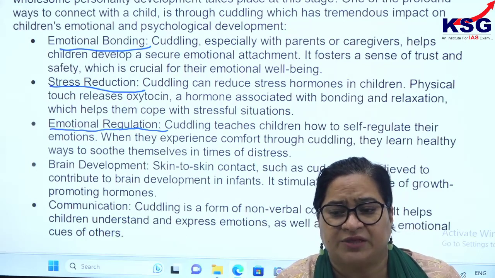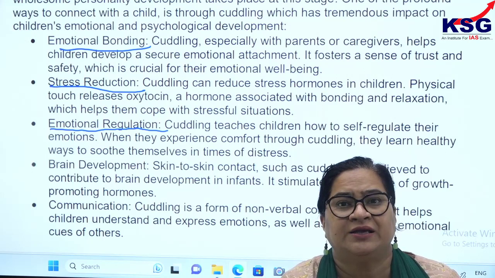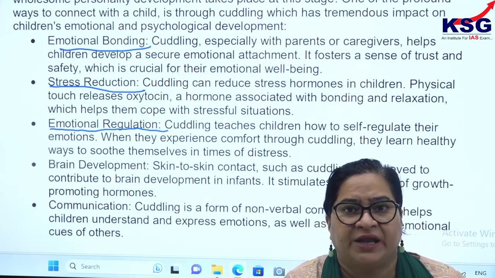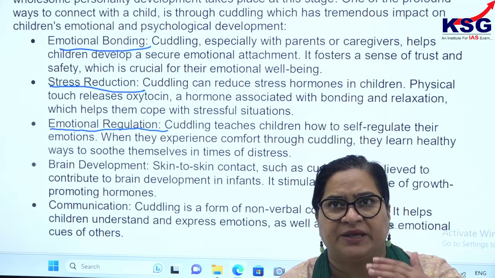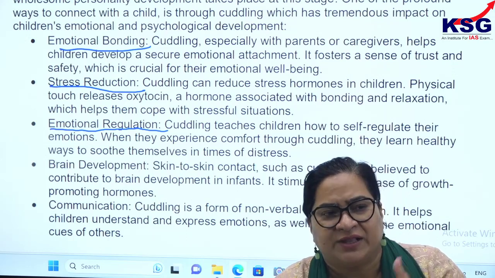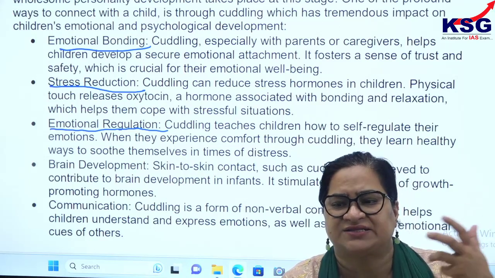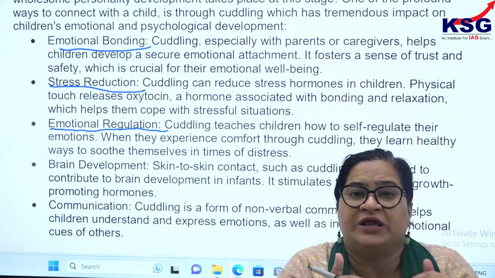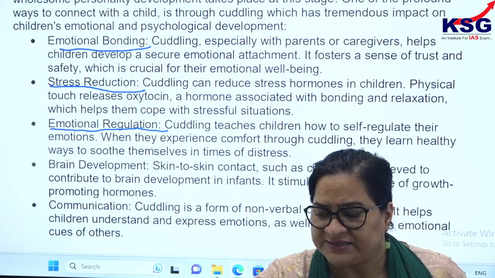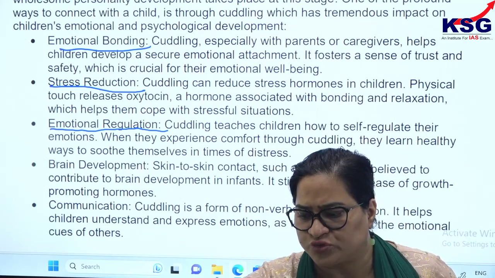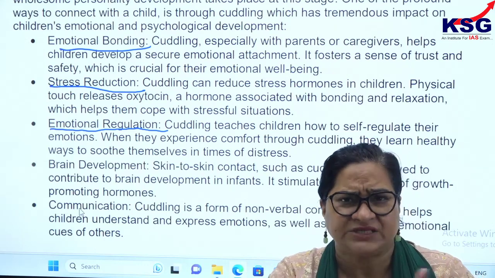Again, we can see there is brain development. It has been proved scientifically, especially for infants, that hugging and cuddling encourages better brain development because growth related hormones are released. Again, communication, because when parents are cuddling a child, they will talk also, and when they are frequently talking to the child, language formation, sentence formation, grammatical understanding, and emotional articulation of one's emotion takes place through communication. All that happens when we are continuously cuddling a child.